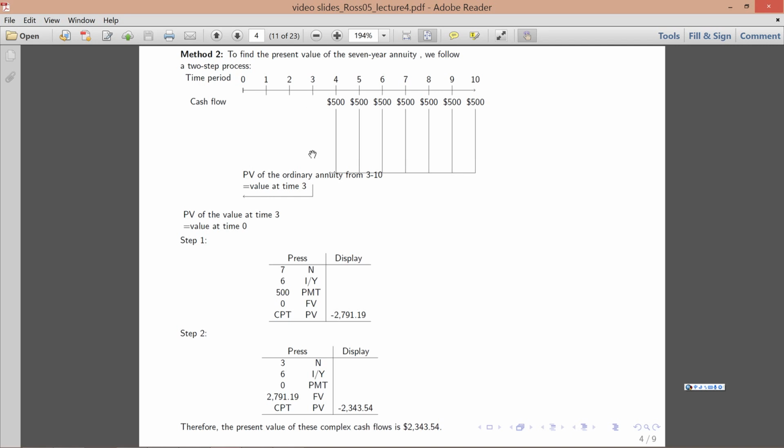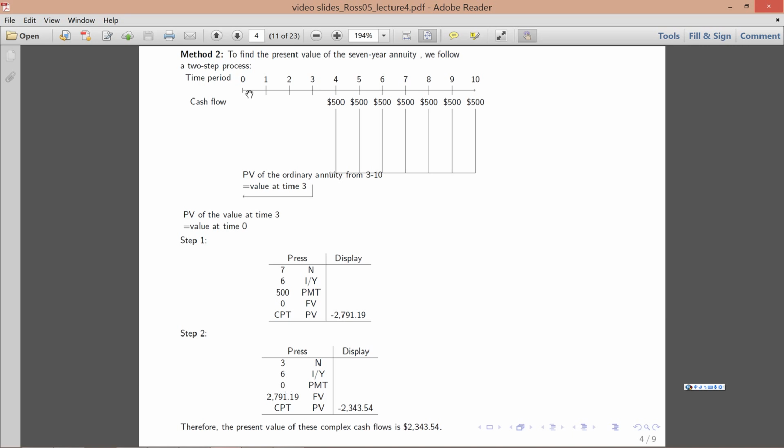So the value at time 3 now becomes the future value. Okay. So to get this number in the financial calculator, the number of periods will be 3 because we go from time 3 to 0. Interest rate per period is, again, 0, and payment is 0.